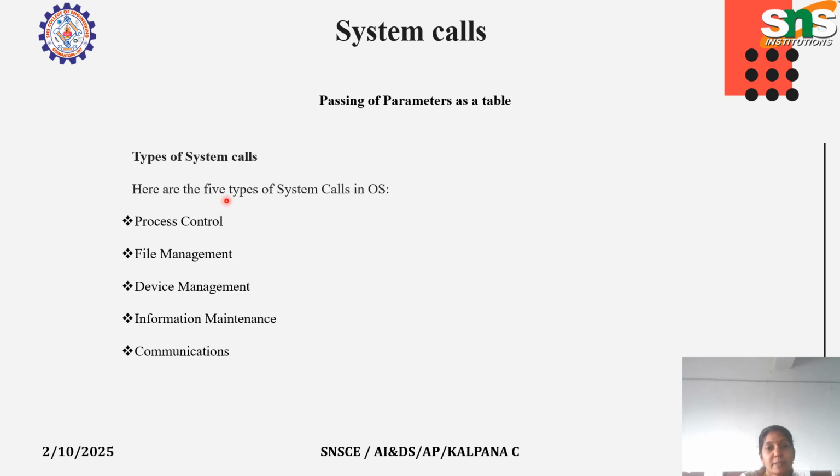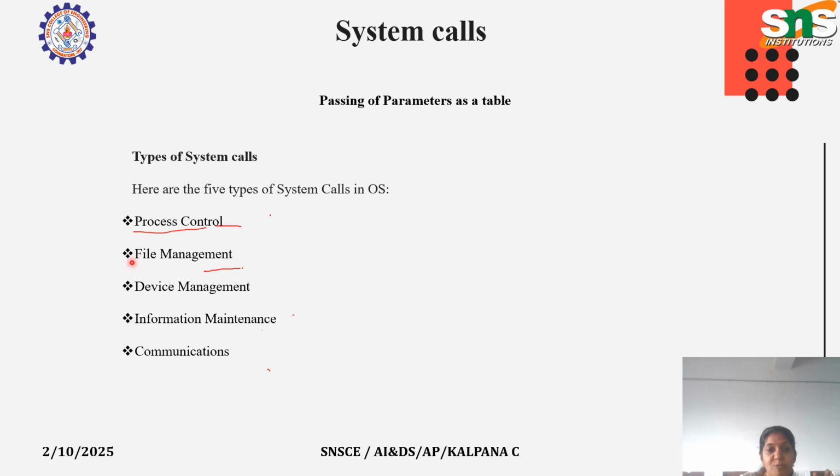Our next topic is types of system calls. These are the important types: process control, file management, device management, information management, and communication. When we say process control, we can create a new process and we can terminate a process. These things can be done with the help of process control.